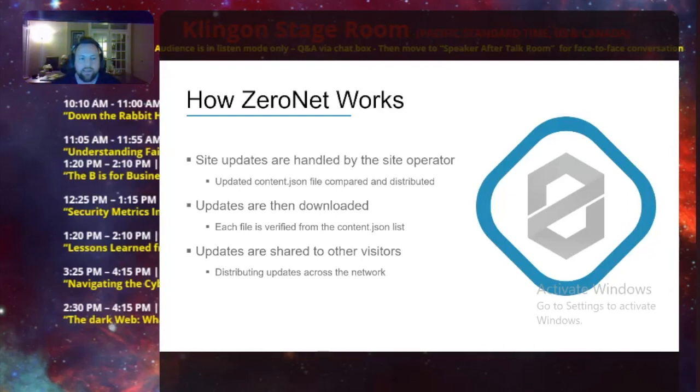So site updates are handled by the operators. There is something they call the content.json file, and that file is updated by the site owner and sent out. Every single node then compares the content.json file to their own, and if it's new, it will update theirs and download the new content, then update other visitors to their node. What's unique about ZeroNet is that it doesn't verify everything in the content.json file. It simply verifies that the content.json file was created and signed by the node operator.